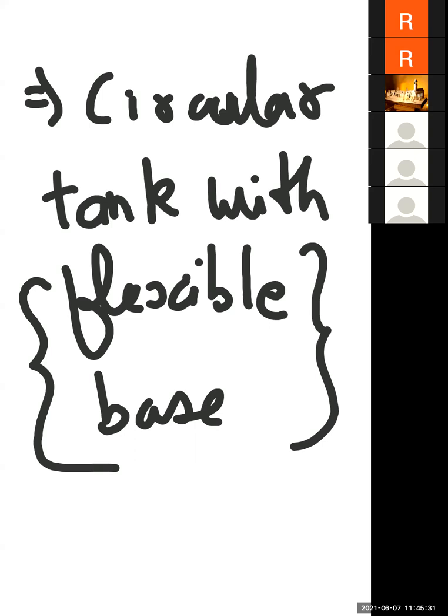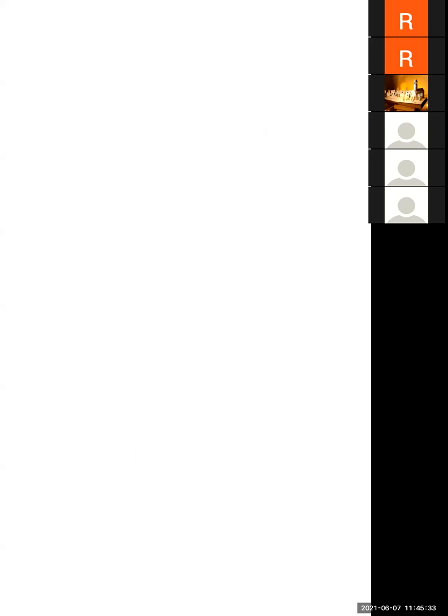Yes. Means while designing this type of circular tank, or flexible base type circular tank, we will use a movement joint. Either it will be a sliding joint or contraction joint, right? Contraction joint or expansion joint or sliding joint.